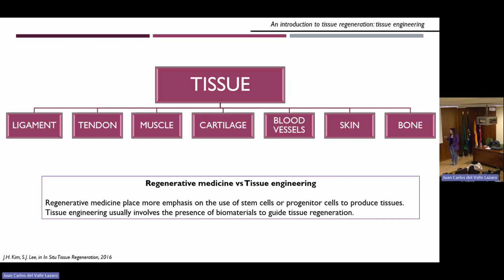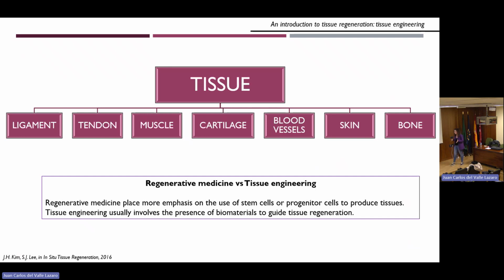The main objective after we finish this talk is for you to understand what regenerative medicine is and what tissue engineering is. Regenerative medicine places more emphasis on the use of stem cells. It's like we have the cells and we create tissue out of just the cells of the patient. However, tissue engineering usually involves biomaterials, so we can do more things.